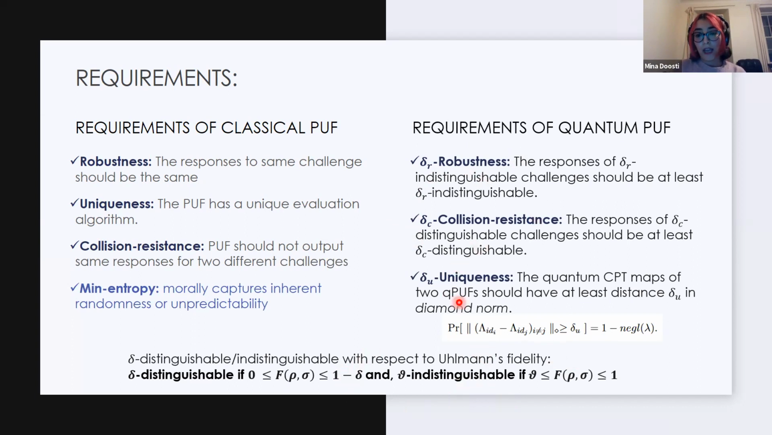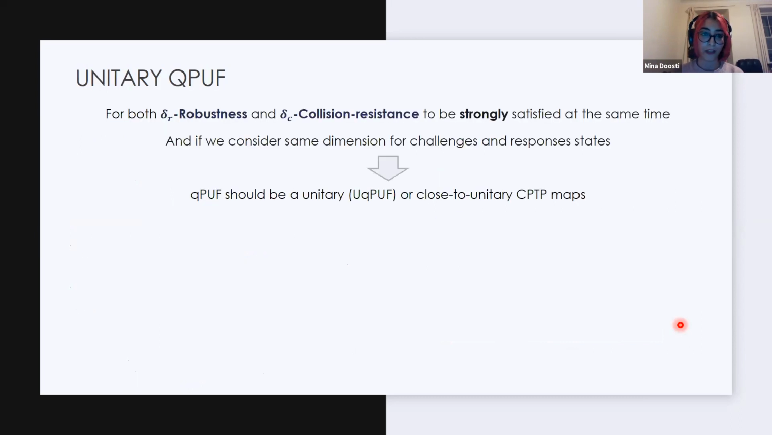And then we have uniqueness, which is a bit different from the other properties, because here we talk about the distance between two quantum maps or CPTP maps. This is usually captured in the language of quantum information by the diamond norm. So we require that for any two PUFs that we draw from the family, they satisfy some distance delta U in the diamond norm with high probability. So these are now the requirements that the PUF needs to have in order to be a quantum PUF. That's the formal framework for defining it.